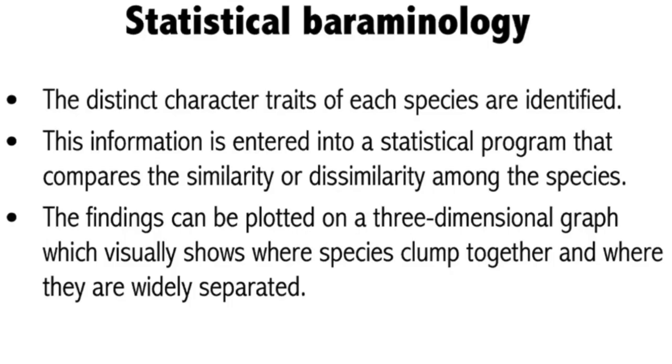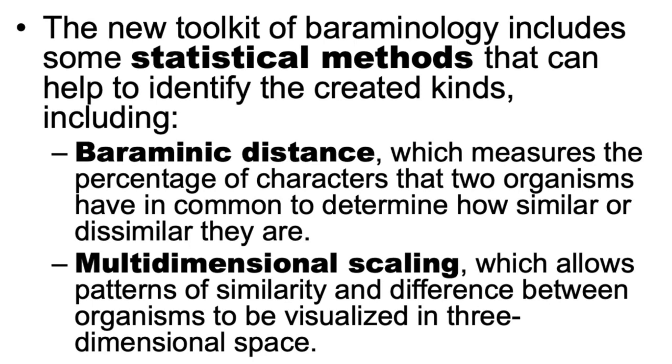This is the distance of character traits of each species which are identified. This information is then entered into a statistical program that compares the similarity or dissimilarity among species. The findings can be plotted on a three-dimensional graph, which visually shows where species clump together and where they are widely separated. This is a new toolkit for baraminology which includes statistical methods that can help us identify the created kinds.